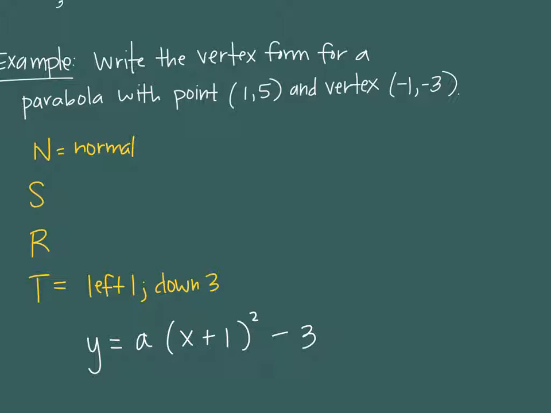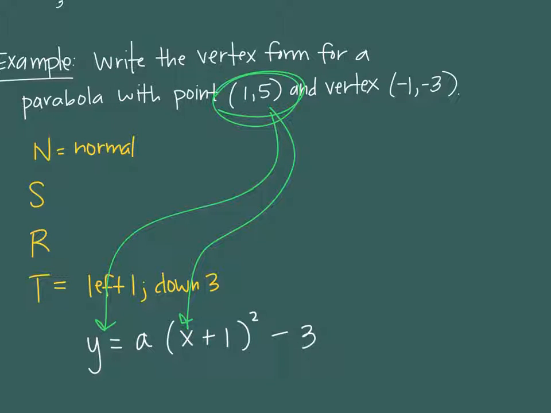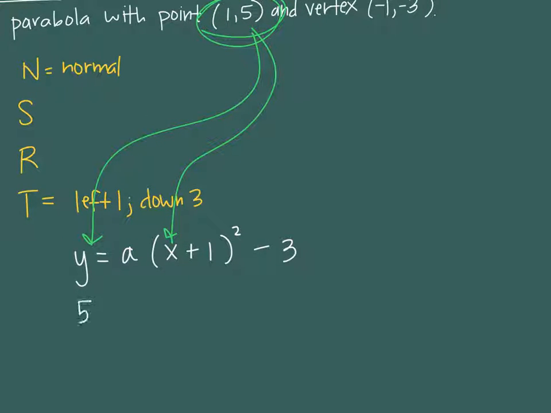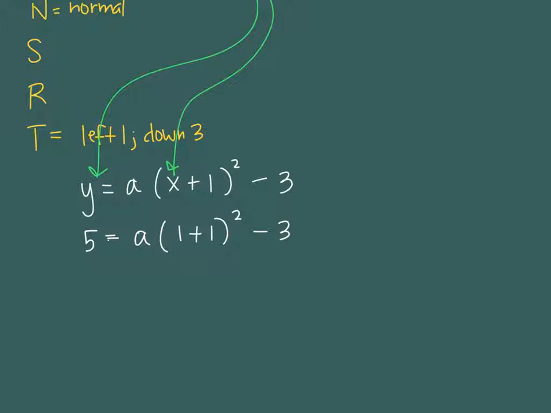left 1 down 3. Now I take my point, which is the extra number that I have, and those values are going to get dropped into x and into y. So this will become 5 for y, 1 for x, and then I use please excuse my dear Aunt Sally to solve. The only thing I don't know is the stretch. So notice that the problem doesn't say, hey dummy, come out and find a stretch. You got to know that, but that's part of the process.